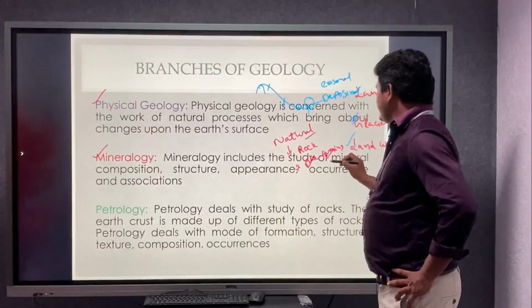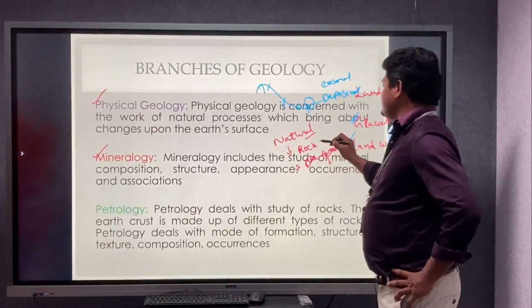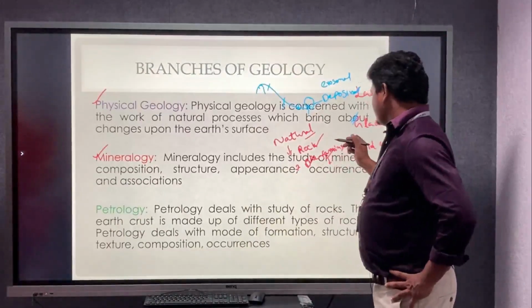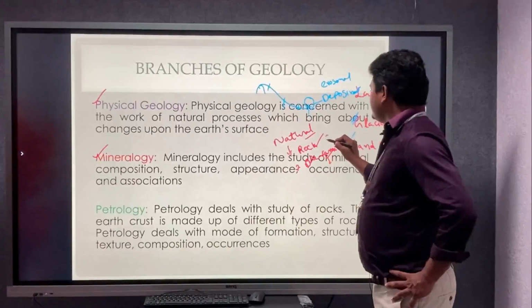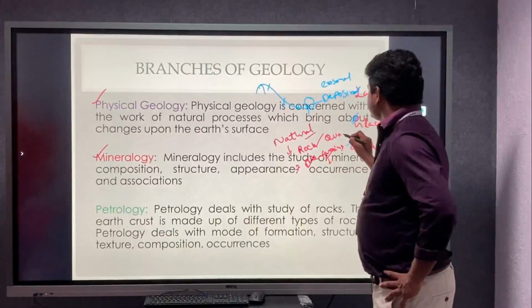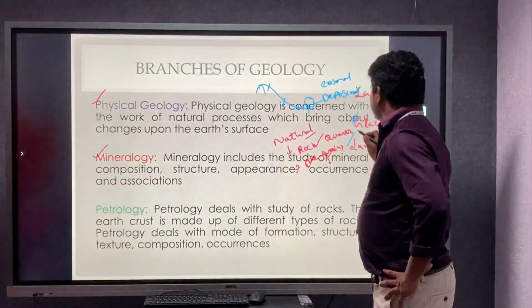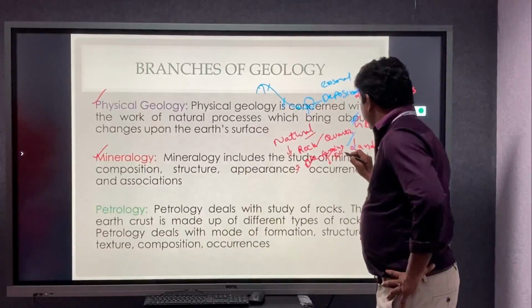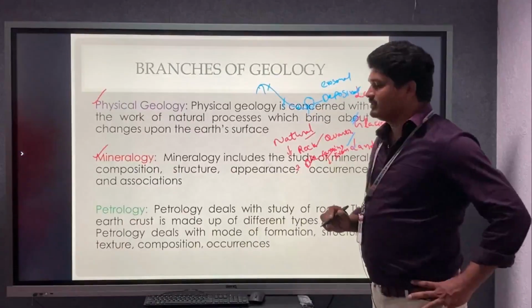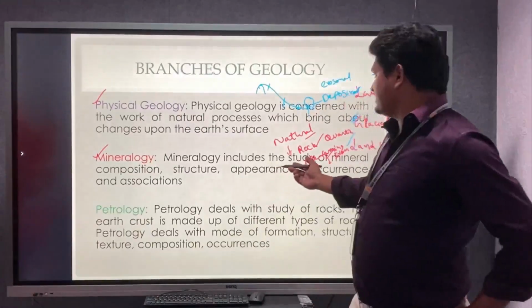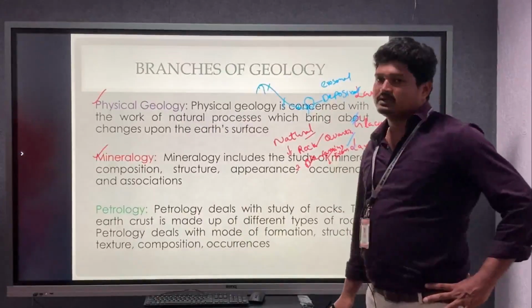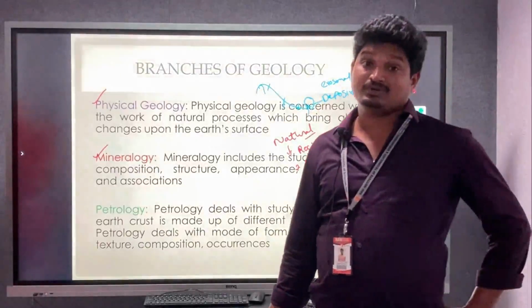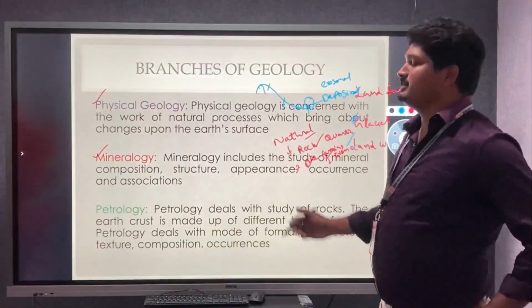They definitely have different ore formations. For example, quartz and calcite are the rock forming minerals, and iron is among the ore forming minerals. So these are the different types of minerals, and their composition, structure, appearance, occurrence and associations. We learn about that in mineralogy.